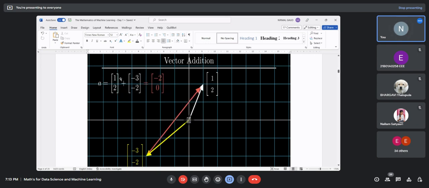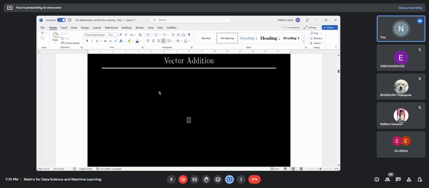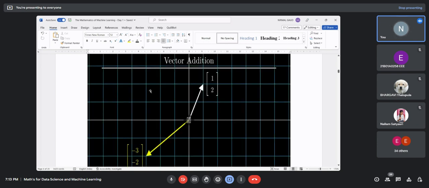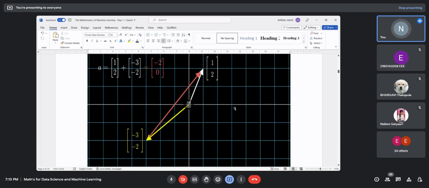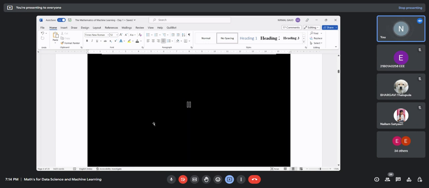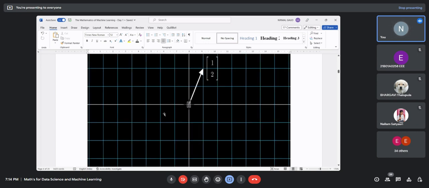If I need to perform the addition of (1, 2) and (-3, -2), it's going to give me a result, as mentioned, (-2, 0). And how to represent (-2, 0) in this plane? This is the line in your light red color. This line is (-2, 0).